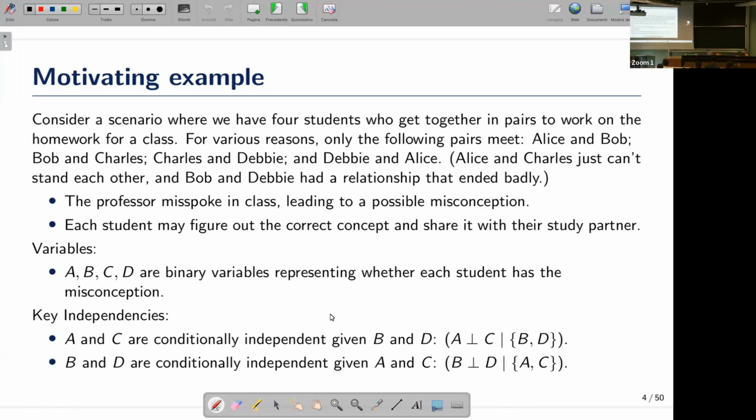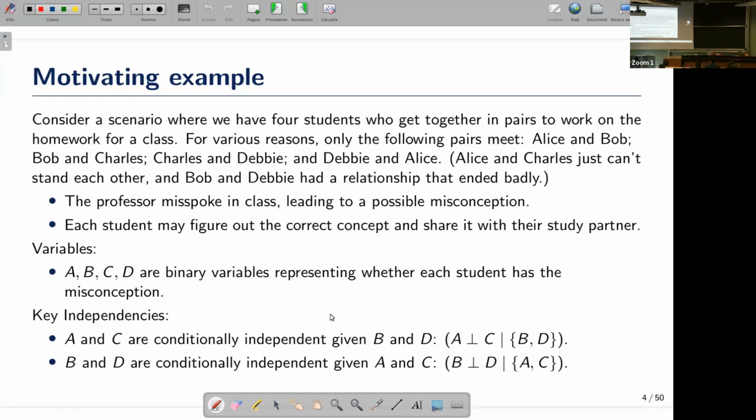So we have this. How do I translate what I said in words into conditional independence assumptions? Help me. I can translate this in this way. A is conditionally independent of C given B and D. And then B is conditionally independent of D given A and C.